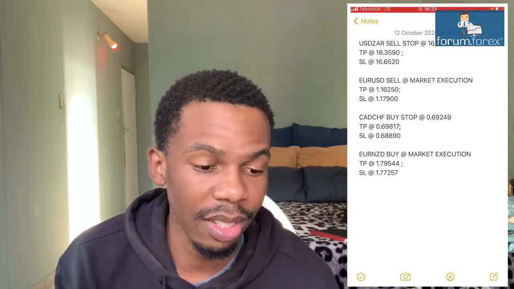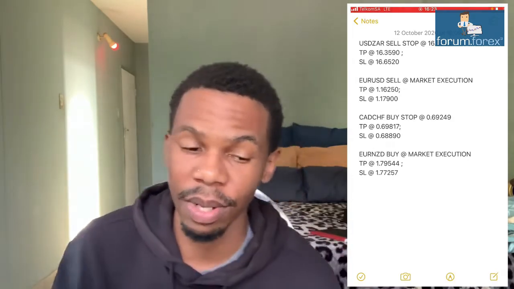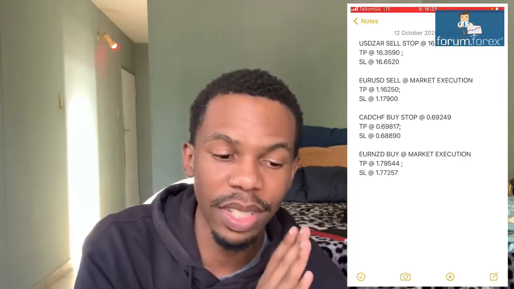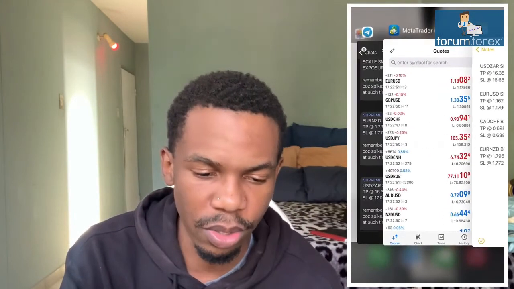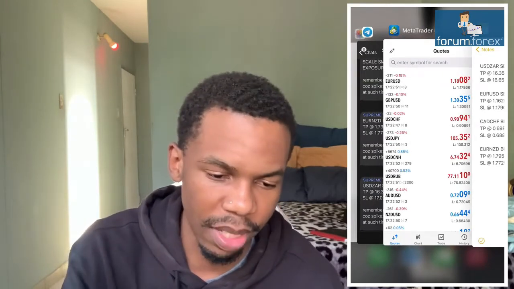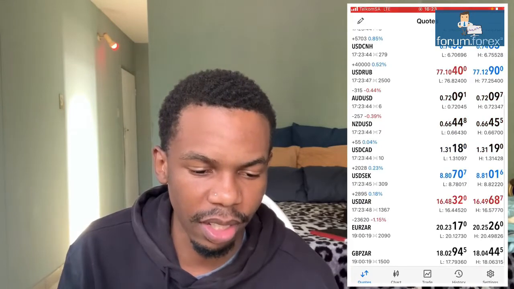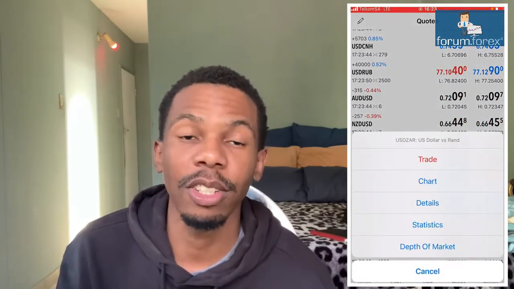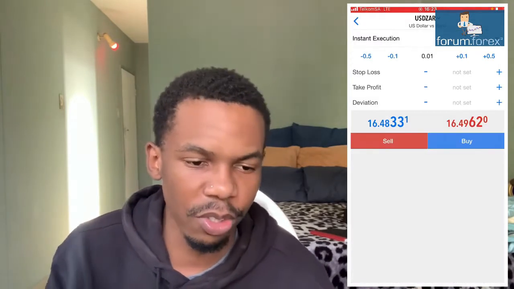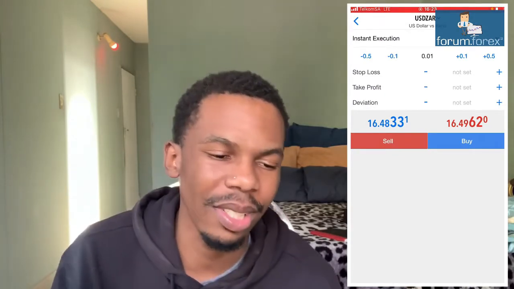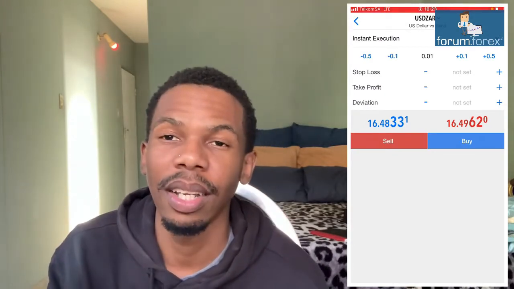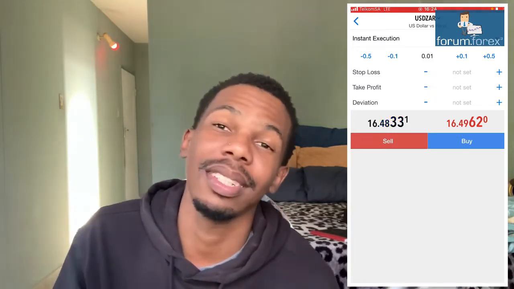So if you look at the signal, it says the USD ZAR still. When you apply a signal, you take it from the left to the right. So from the left side, it says USD ZAR. So you go to your MetaTrader and look for USD ZAR. If you have it, then that's cool. You go to trade. When you go to trade, now you're gonna get the screen. That's where you set the lot size, the type of order that you wanna execute, the TP, the SL, and the deviation. I never use the deviation, fam.